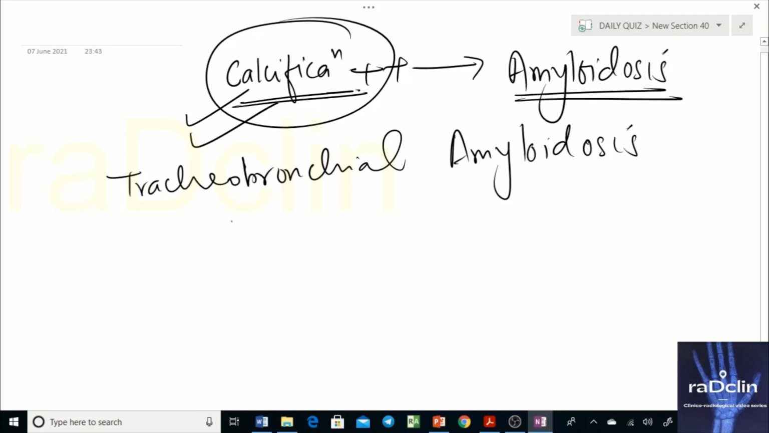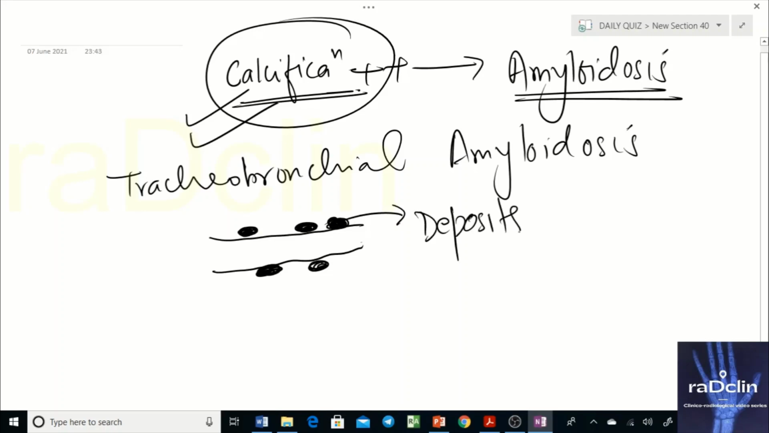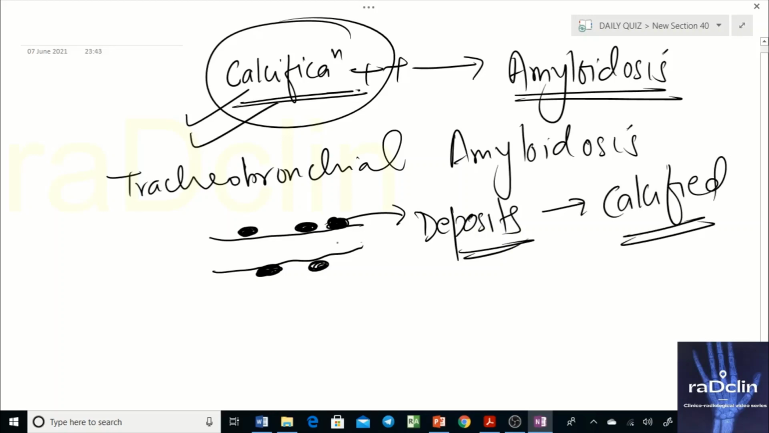In their wall, let's say this is the tracheal wall, or the bronchial wall, you will see multiple deposits in the submucosal area. And these deposits are calcified. You are seeing calcified or ossified deposits in the wall of the trachea. Another important point: let's say this is the cross section of the trachea, this is the membrane, and this is the trachea.